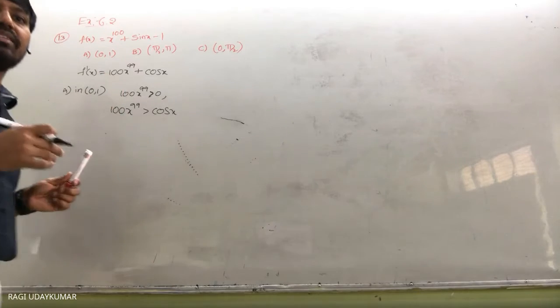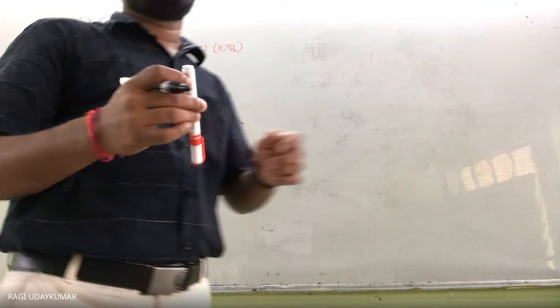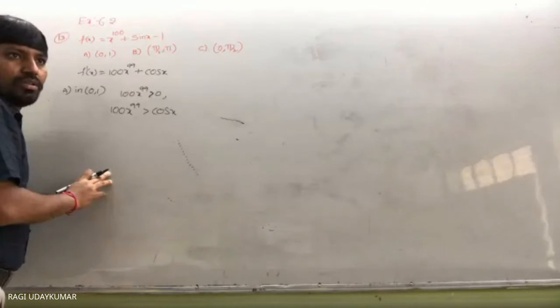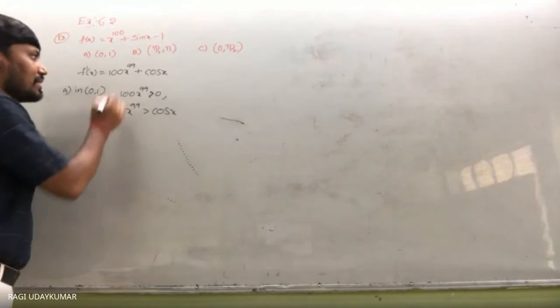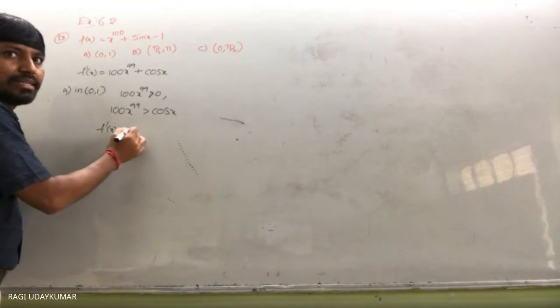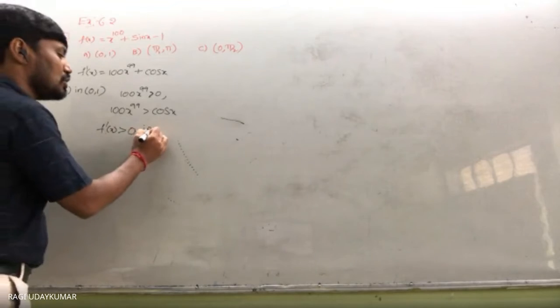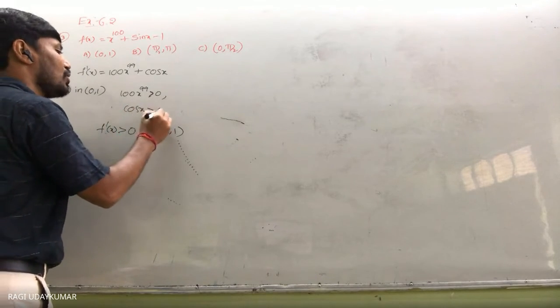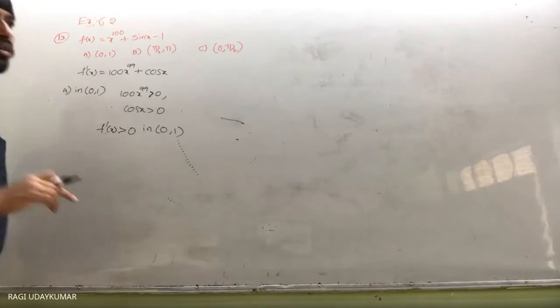So now from this you can say that 100x power 99 is greater than cos x and 100x power 99 is greater than 0. Both are greater, so you can say that f dash of x is greater than 0 in 0 to 1. In this interval it is greater than 0. Cos x is cos 1. Here you can say that cos x is also positive in 0 to 1 whenever you are taking.